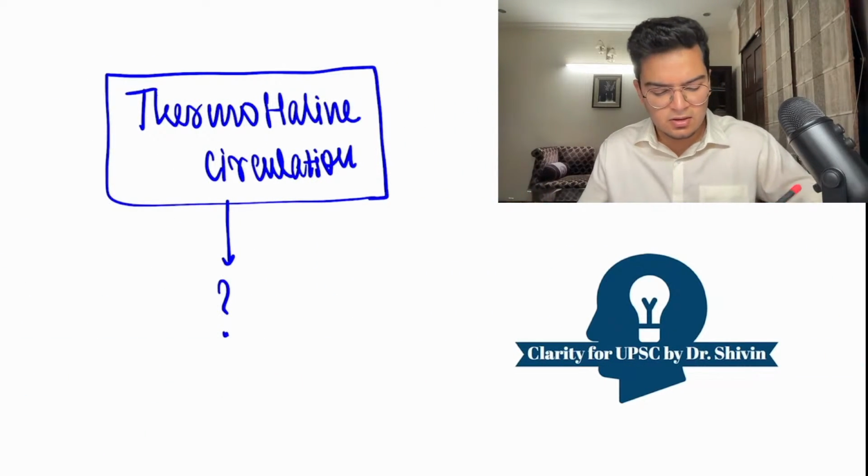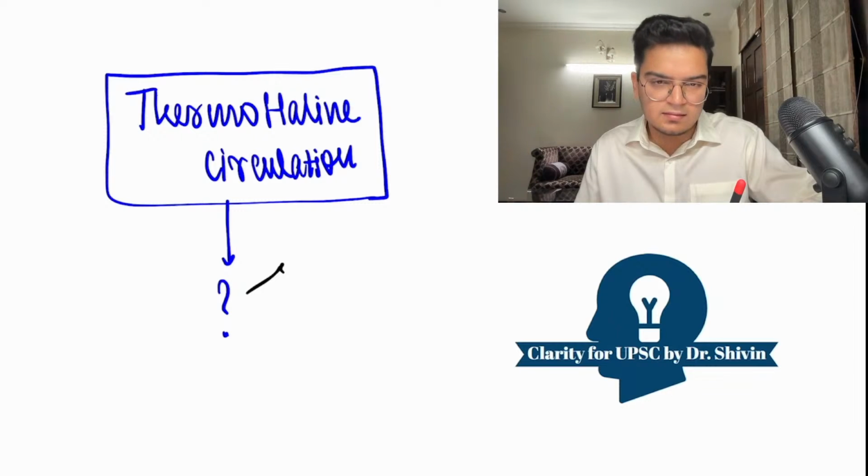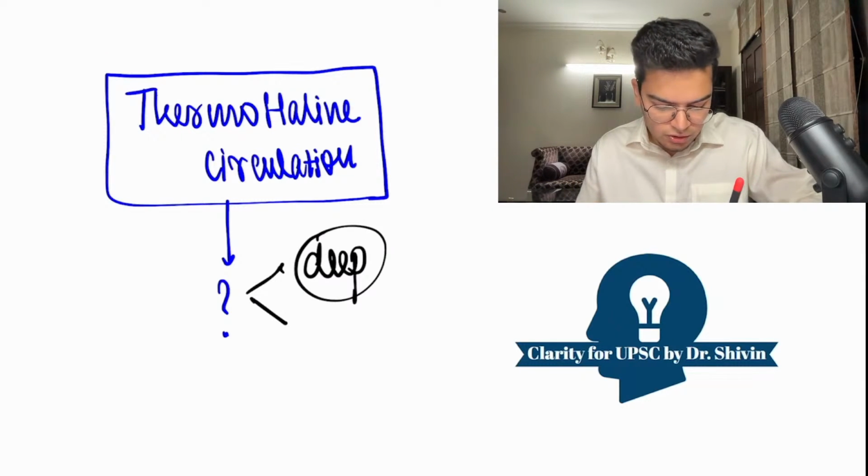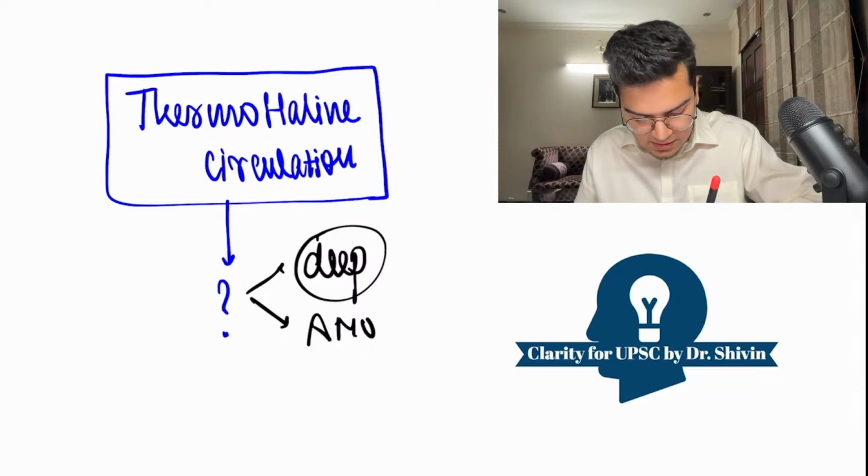Now, thermohaline circulation. This is basically the circulation that is happening at the deep level of the ocean, also known as the AMOC.